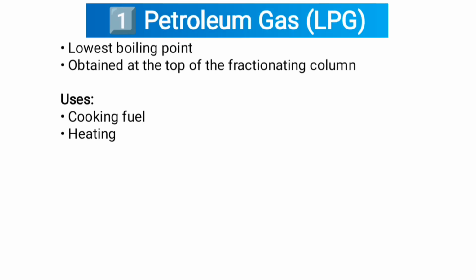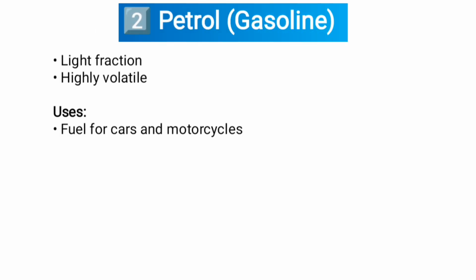First one, petroleum gas, LPG. It has the lowest boiling point and is obtained at the top of the fractionating column. Uses: cooking fuel and heating. Second one, petrol, gasoline. It is a light fraction, highly volatile. Uses: petrol is used as fuel for cars and motorcycles.